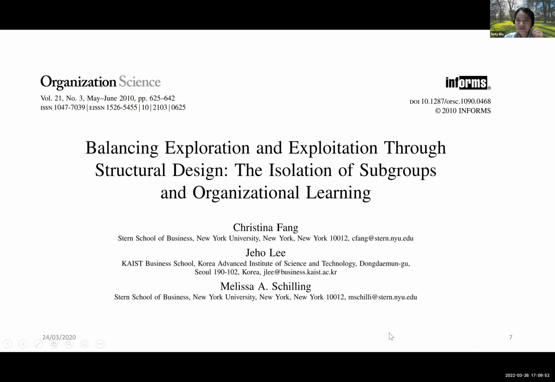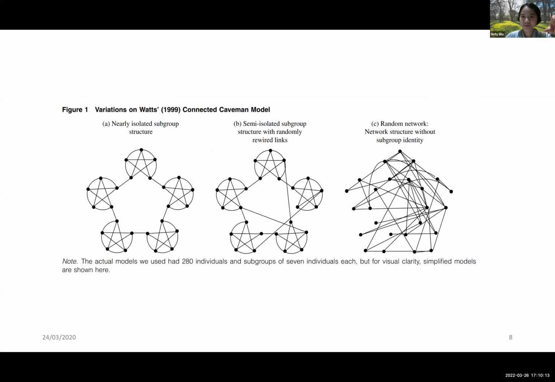I can try to give a summary. Sure. This paper talks about what kind of organization structure the organization can adopt to balance between exploration and exploitation. So they come up with this semi-isolated structure. It means they are kind of separated, but then there are some persons connecting across different groups.